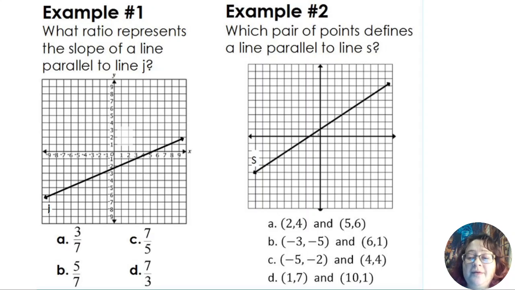Let's take what we've learned about parallel and perpendicular slope and apply them to some of the problems that we see here. For example 1, it asks us, what ratio represents the slope of a line parallel to line J? I'm going to underline parallel. That's my important word here. I know parallel slope is the same. But since I don't have the slope yet, that's what I have to find first. So I'm going to find the slope and then keep it the same.